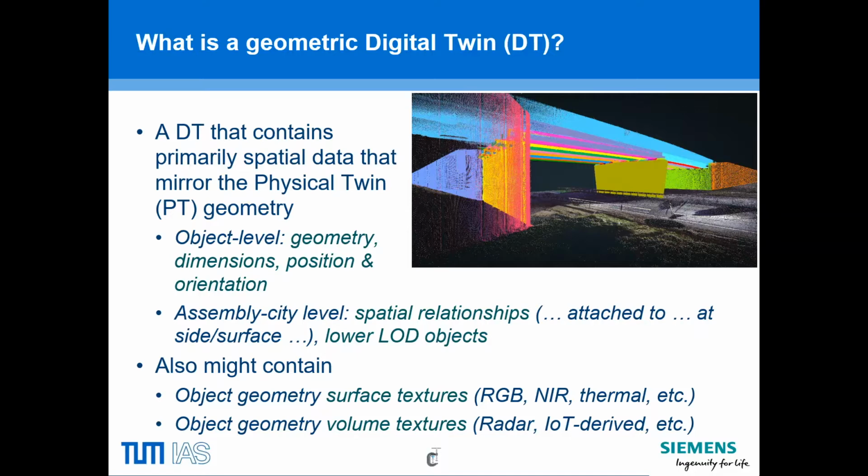I might also have in that model object geometry surface textures, which usually go very well together with spatial data. That could be RGB textures, near-infrared, thermal, any kind of textures. Or I could have what I would call volume textures, radar data, IoT-derived data, which also fit very well with the geometry concept.